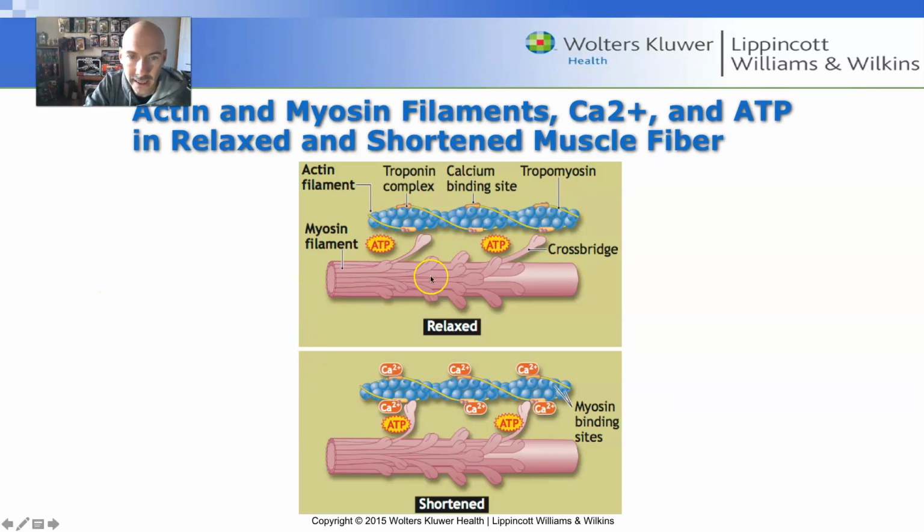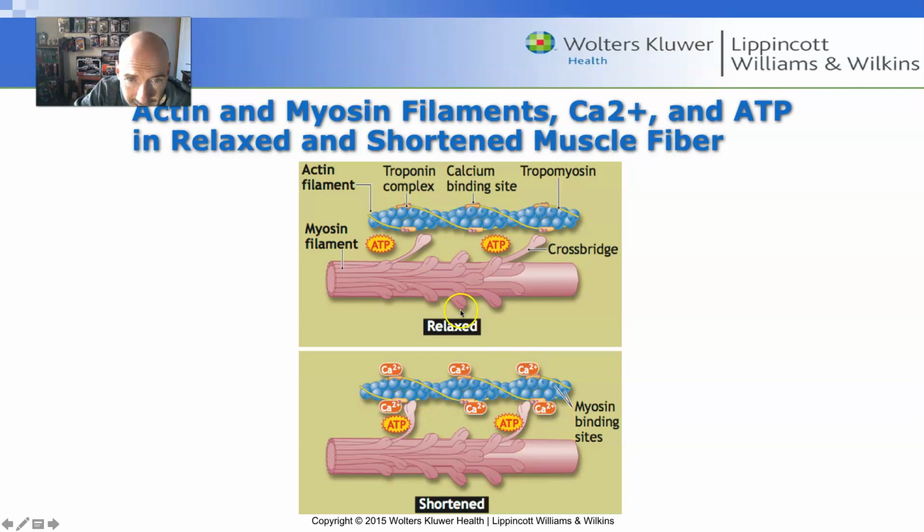So in a relaxed state, the calcium binding site is here, and the active site is blocked by tropomyosin. When calcium floods into the muscle, though, calcium attaches to troponin. Okay. Troponin changes shape, and then the tropomyosin is moved out of the way, exposing the active site, or what they call here the myosin binding site, and that allows for the cross bridge to bind.